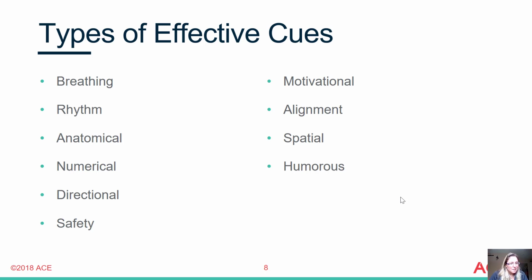Safety, obviously safety. Proper execution of the exercise is key, so we want to make sure that we deliver safety cues. And then, of course, motivational. We need to offer positive reinforcement over the course of the class. And alignment, so just general postural cues are always important. Spatial cues would be like toe to head or head to toe, talking them through how their body should be positioned during that exercise.